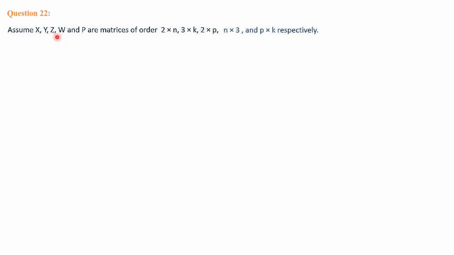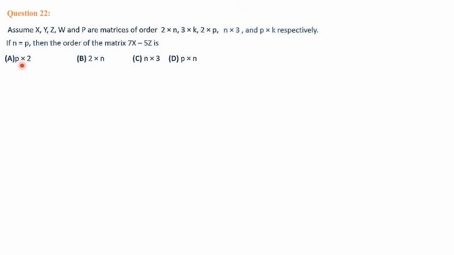Next we shall discuss the last question, question number 22. Assume X, Y, Z, W and P are matrices of order 2 by n, 3 by K, 2 by P, n by 3 and P by K respectively. If n is equal to P, then find the order of the matrix 7X minus 5Z. Somewhat similar to the previous question. Here we have to find the order of the matrix 7X minus 5Z.